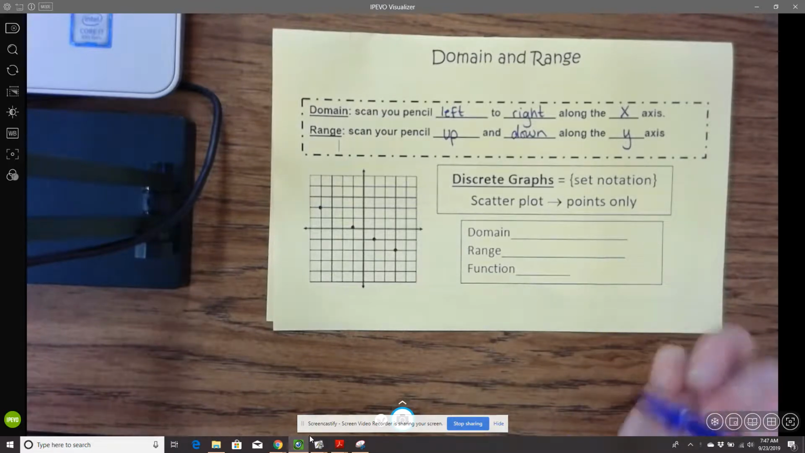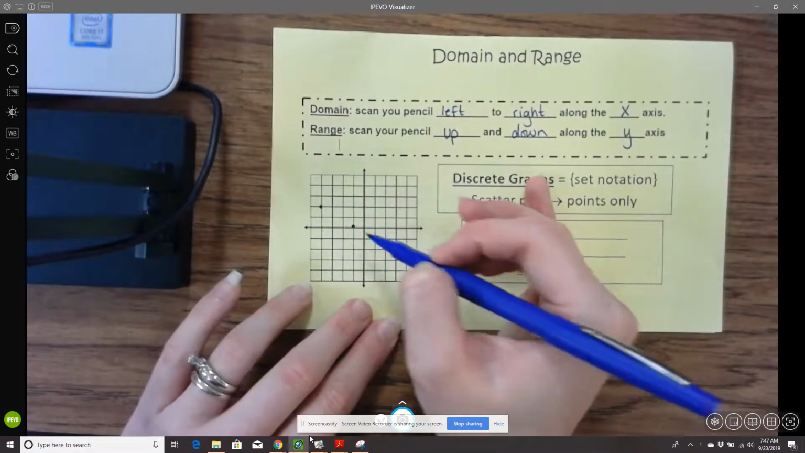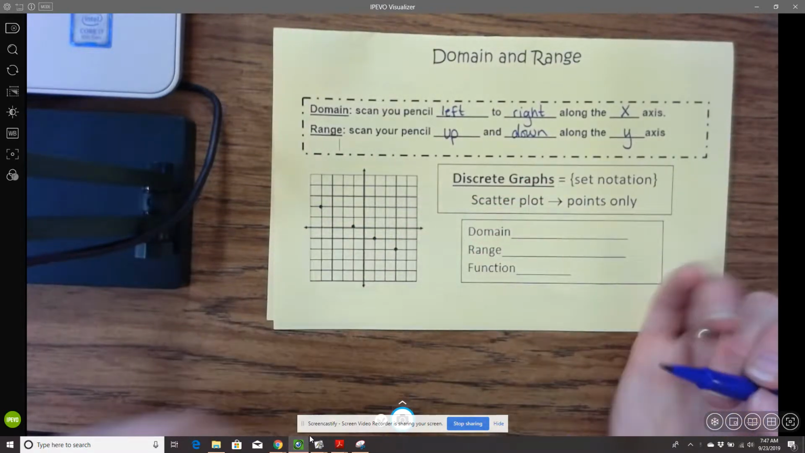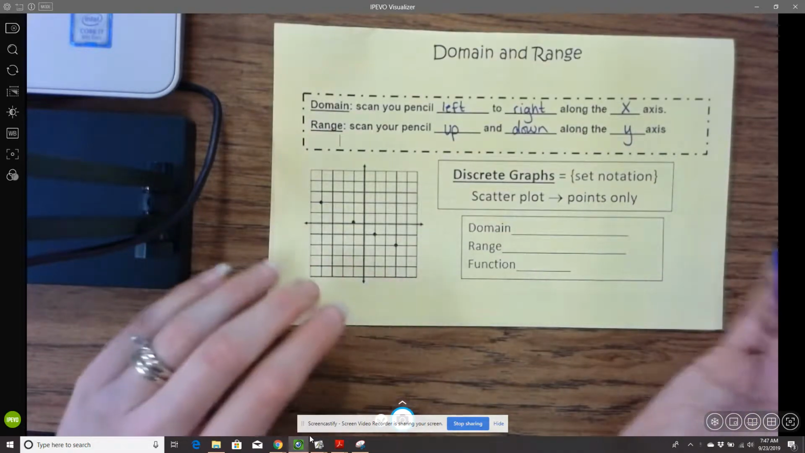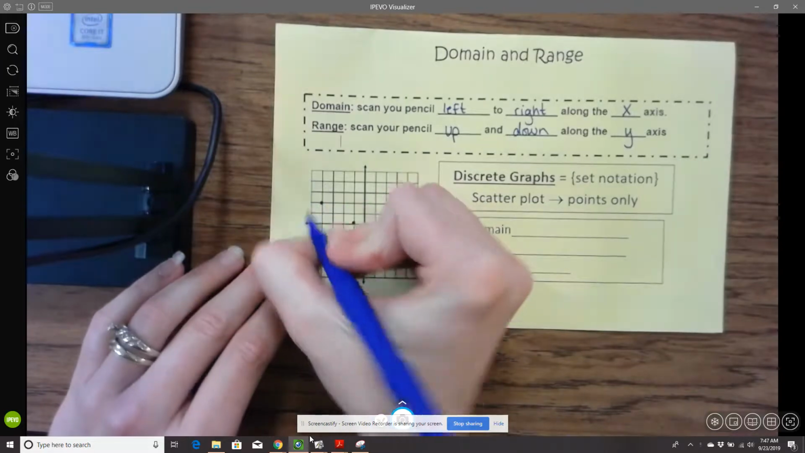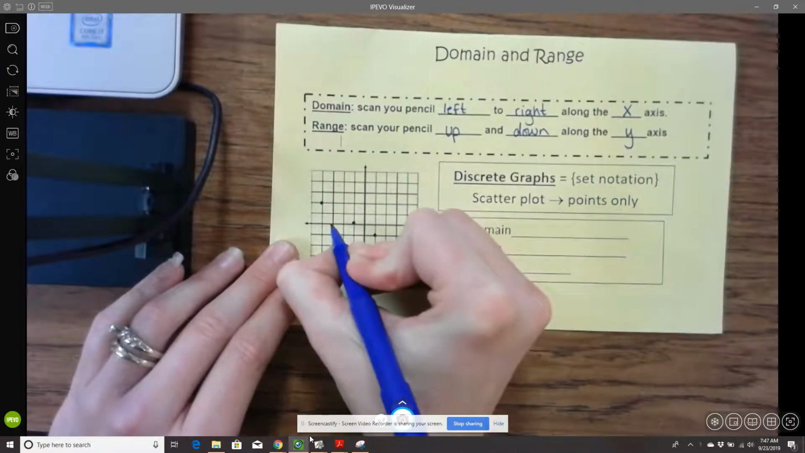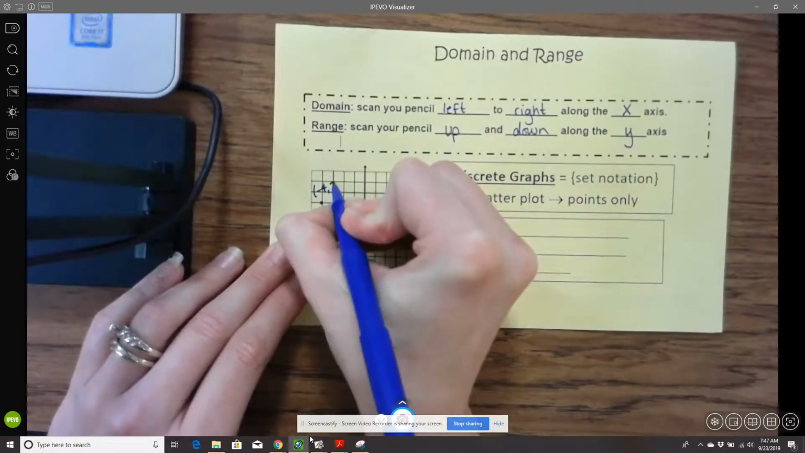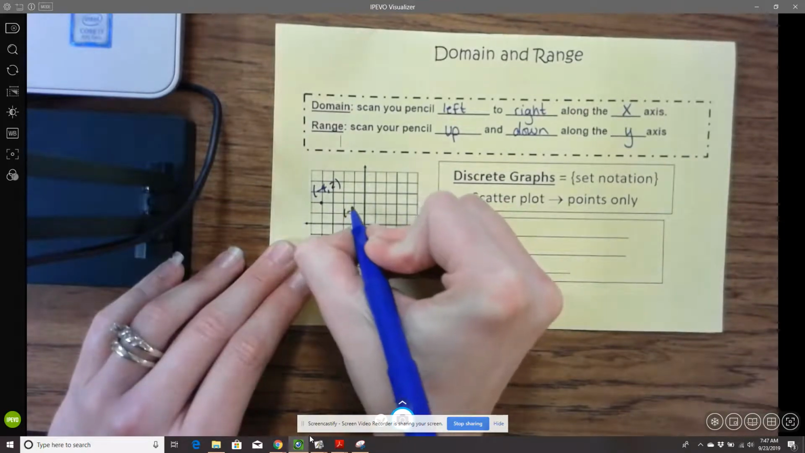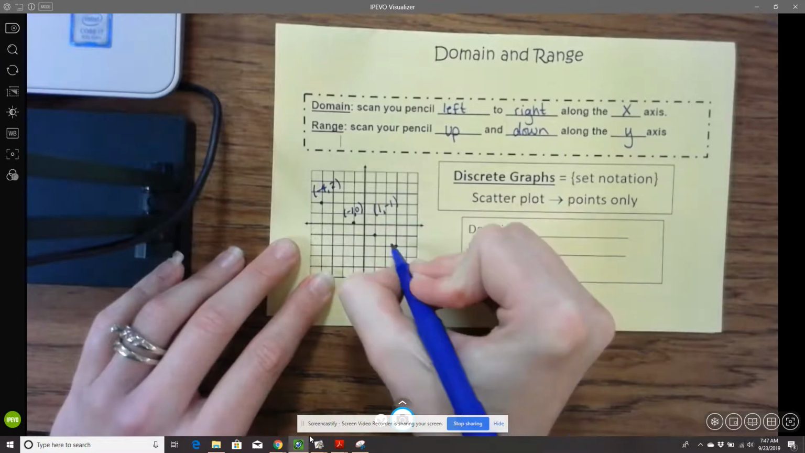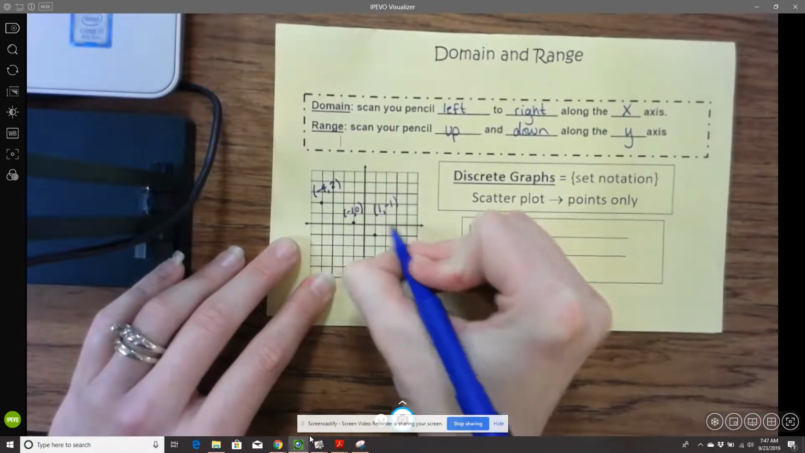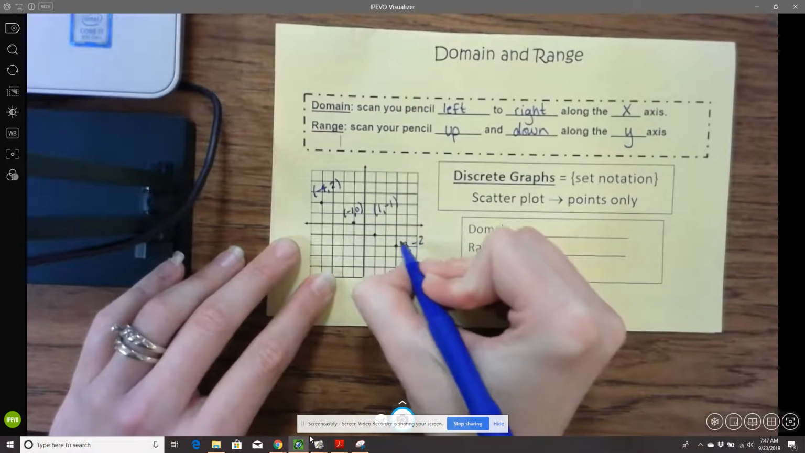So for discrete graphs, these that are just the points that are not connected, or a scatter plot, you're going to list the points only for your domain and range. And so here, I'm going to go ahead and label my points. 1, 2, 3, 4. So I've got -4, 2. Here I've got -1, 0. Here I've got 1, -1. And then here I've got 3, -2.